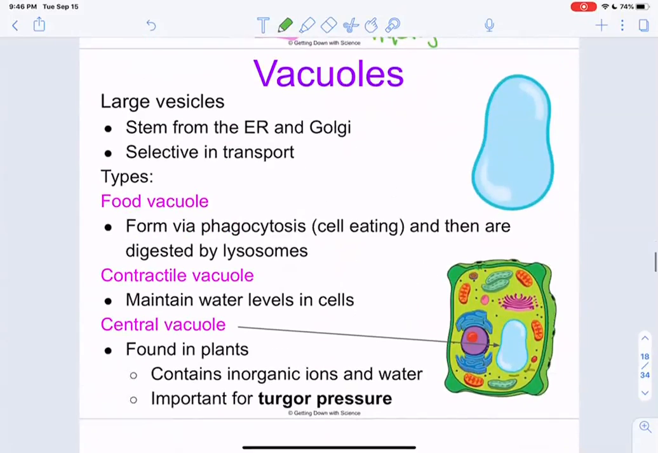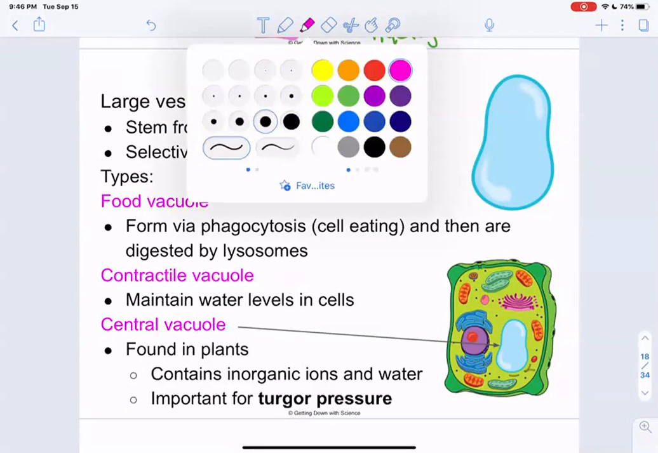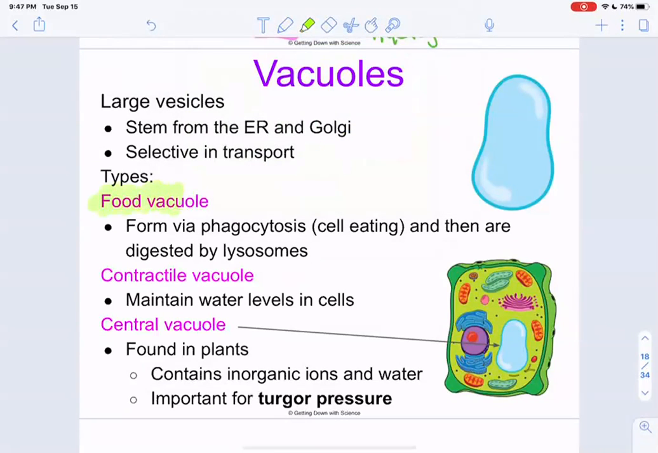Next, we have vacuoles. Vacuoles are going to look different between plant and animal cells. Vacuoles can look like large vesicles that can be used for transport. They can be used for storage. There are a couple of different kinds, so we'll talk first about the food vacuole. Let's highlight in green. Food vacuole.